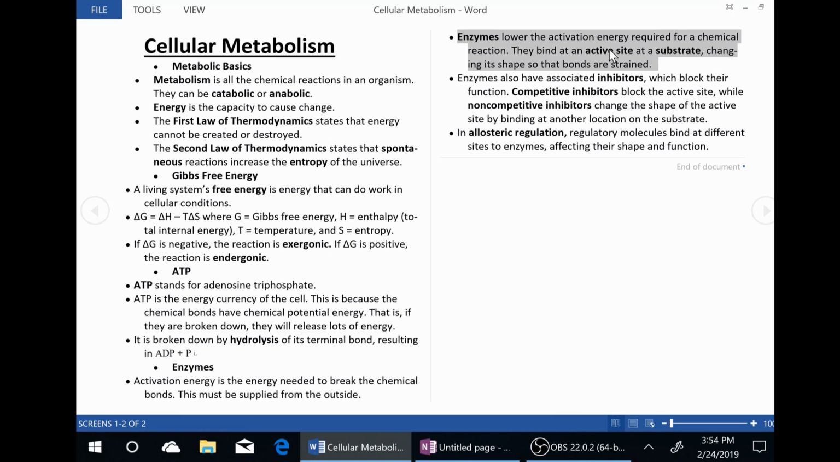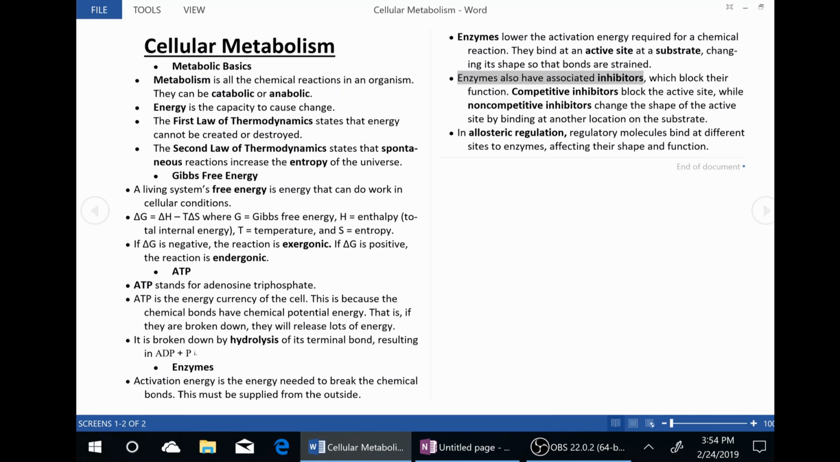They bind at an active site to a substrate. Substrate is what they're binding to. And so they change the shape of that substrate so that those bonds are strained, so that the chemical reaction can proceed or get started with less energy than would normally be required.